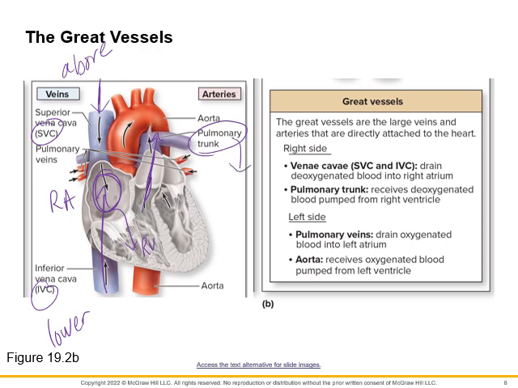Where is it leading to? Pulmonary trunk leads to the lungs. We're going to drop off CO2, we're going to pick up oxygen, and then oxygenated blood from both of your lungs is going to be deposited in the left atrium. Then it's going to go down to the left ventricle, and then it's going to go out the aorta, and this is going to go to the body.